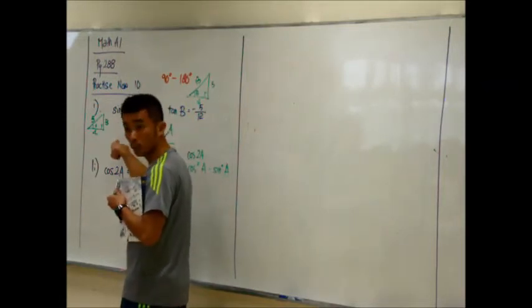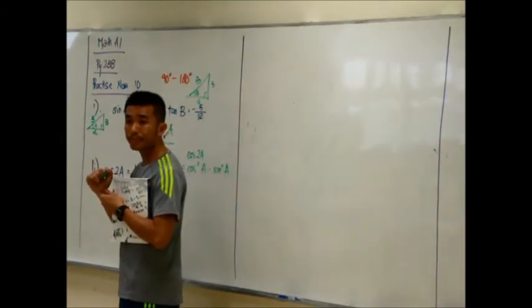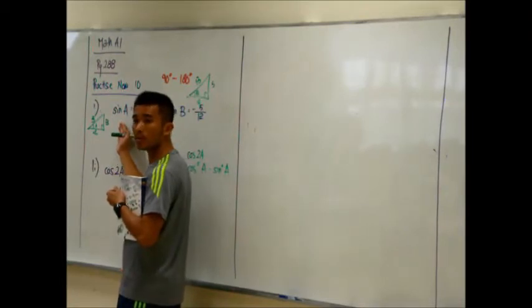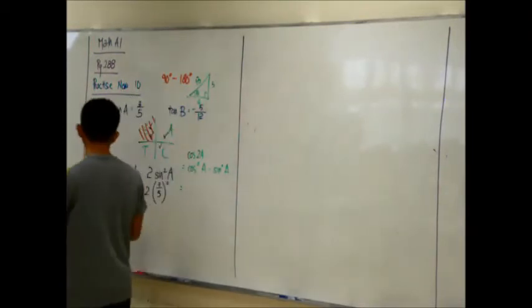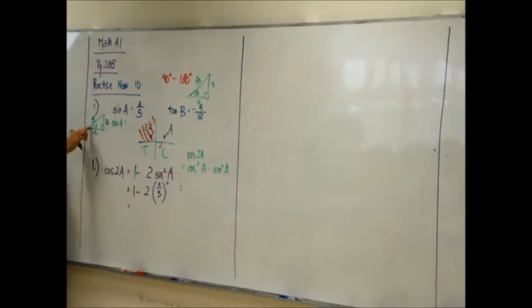Let's work out the other two. Other than sine, what else can we work out? Anything? You only got sine A, what else? Okay, let's do cosine A first. What's cosine A over here? Adjacent over?